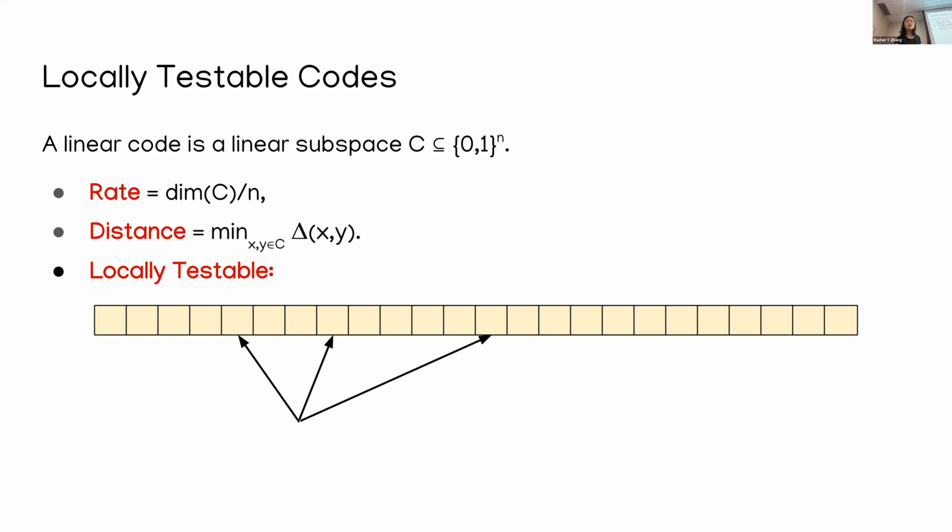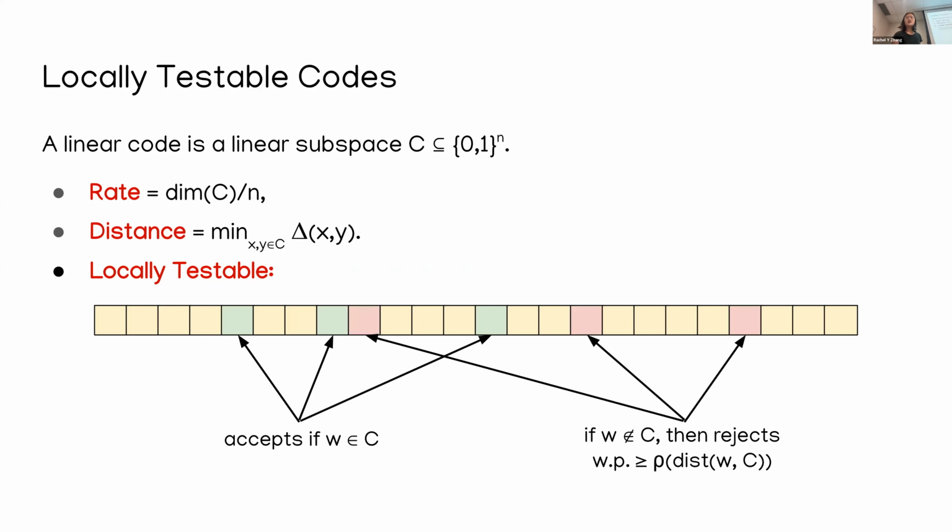So here are the properties you want. First, if your word is actually in your code space, then you should always accept. And second, if it's not in the code space, you should reject with probability scaling with the distance to the code. So if one bit is changed, you can't detect it, but if many bits are changed, you should be able to detect with pretty high probability.